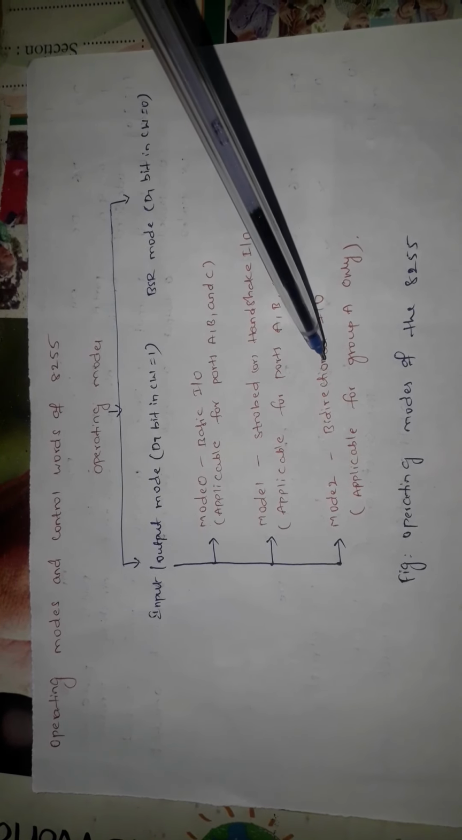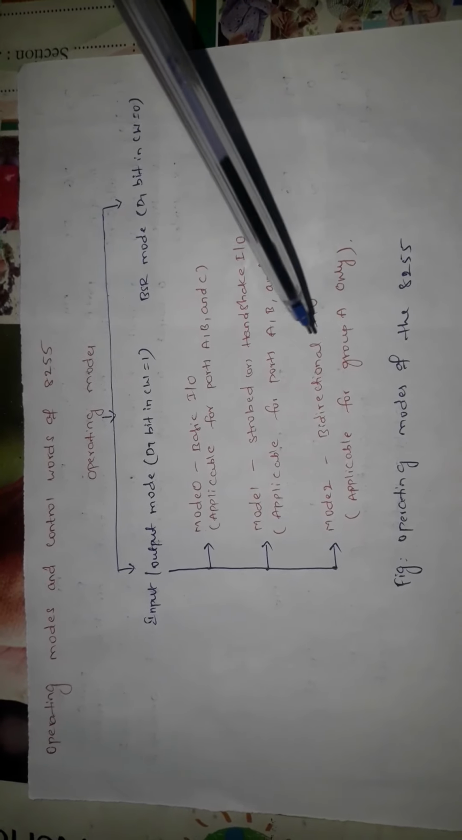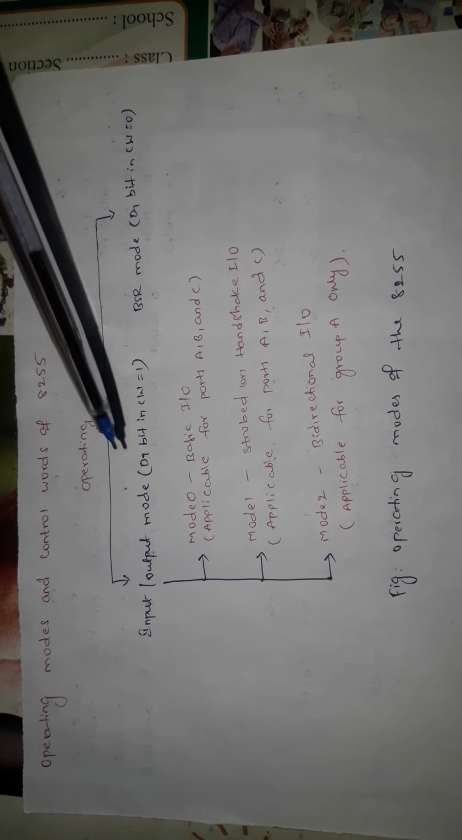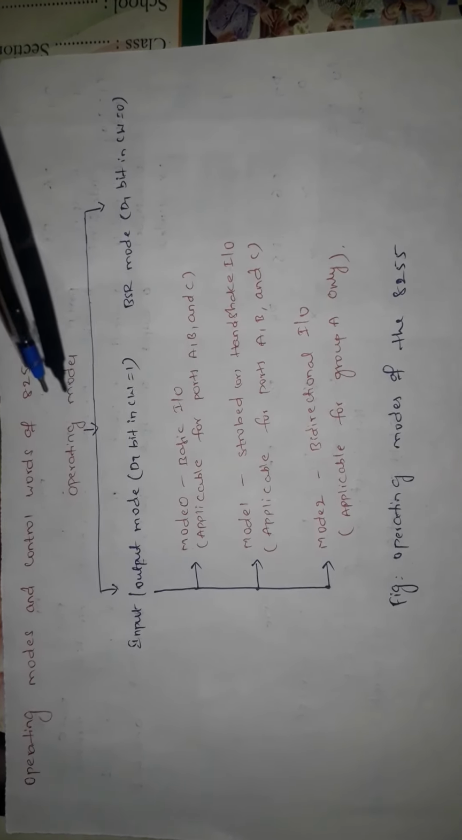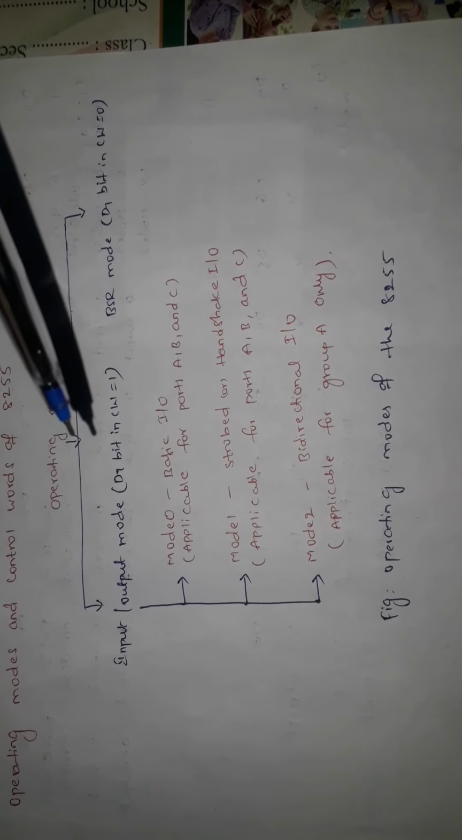So in mode 2, it is a bidirectional IO, that is both input and output operations can be performed in this mode. So mode 2 is applicable only to group A, that is port A and port C upper. So these are the different modes that the 8255 has. It broadly has two modes, IO mode and BSR mode. IO mode is simple, input output operations are performed.